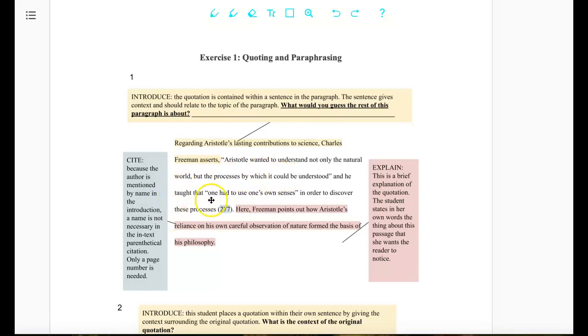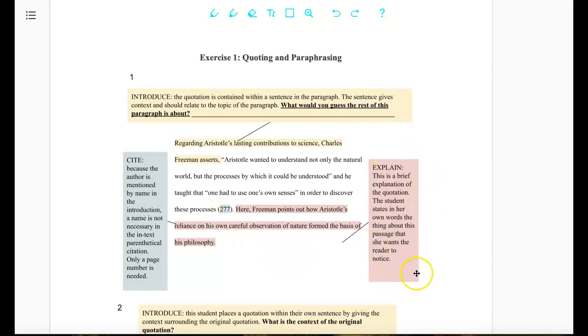Now, let's look at the quotation. Because the author is mentioned by name in the introduction to this quotation, do you see his name? Charles Freeman. A name is not necessary in the parenthetical citation. If you had it here, it would be fine, but you don't have to have it here. Only a page number is absolutely needed. If I hadn't mentioned his name up here, I would have to put Freeman space 277.